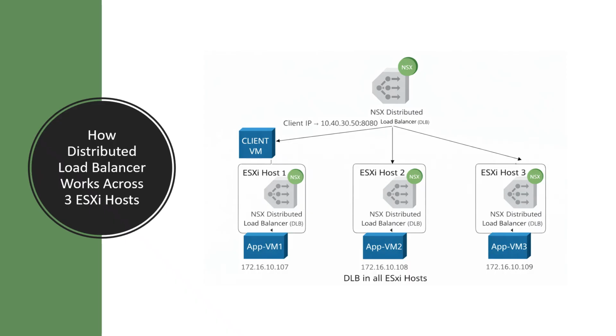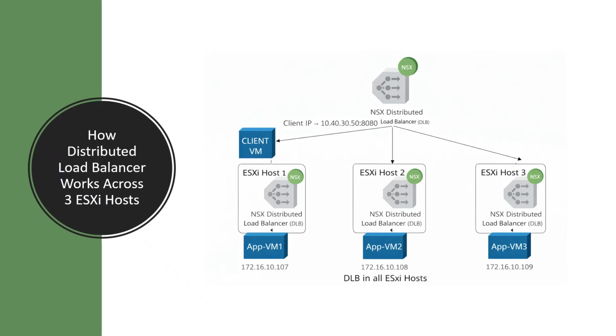So the natural question which comes to the students is: does every ESXi host have a load balancer? Then who is the leader? Because someone should be the leader to spread the traffic across all three VMs, right? There is no leader in a distributed load balancer, and there is no active, no standby, no master node. This is not like our Edge load balancer. Here the distributed load balancer is completely leaderless.